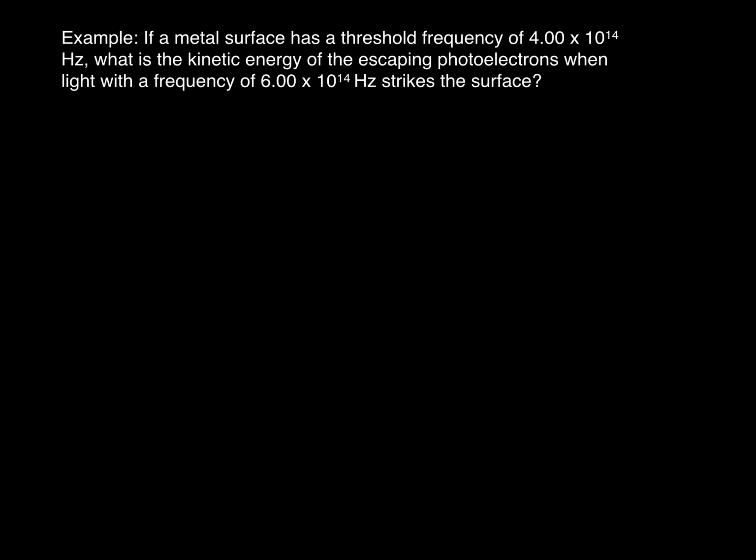Fourth example. If a metal surface has a threshold frequency of 4 times 10 to the 14 hertz, what is the kinetic energy of the escaping photoelectrons when light with a frequency of 6 times 10 to the 14 hertz strikes the surface? We're given a threshold frequency of 4 times 10 to the 14 hertz and a frequency of the incident light equal to 6 times 10 to the 14 hertz.